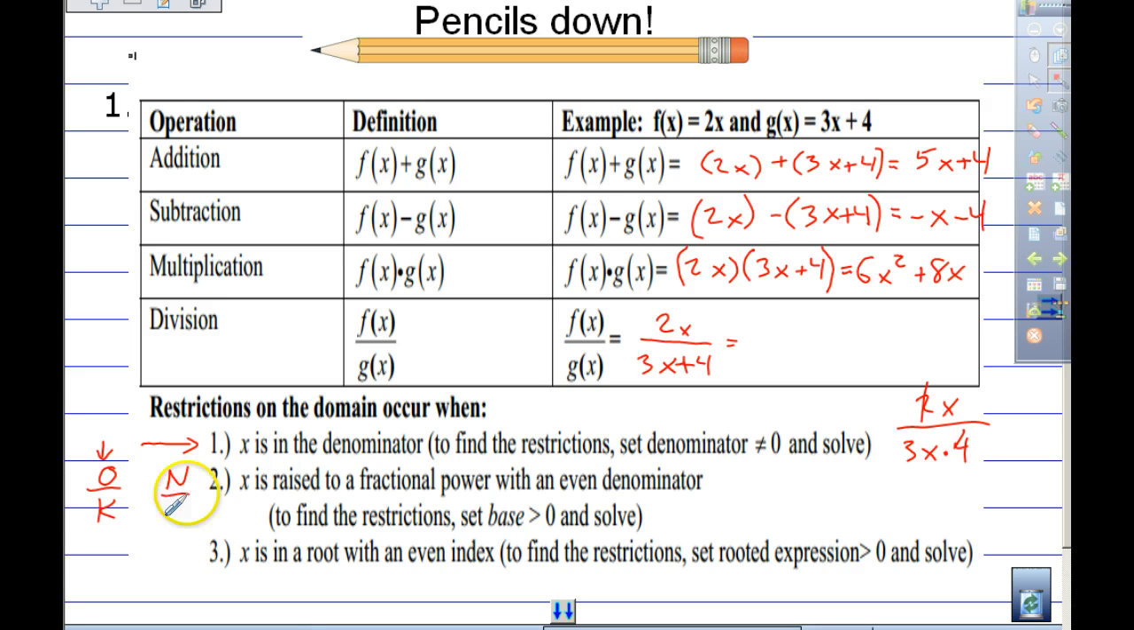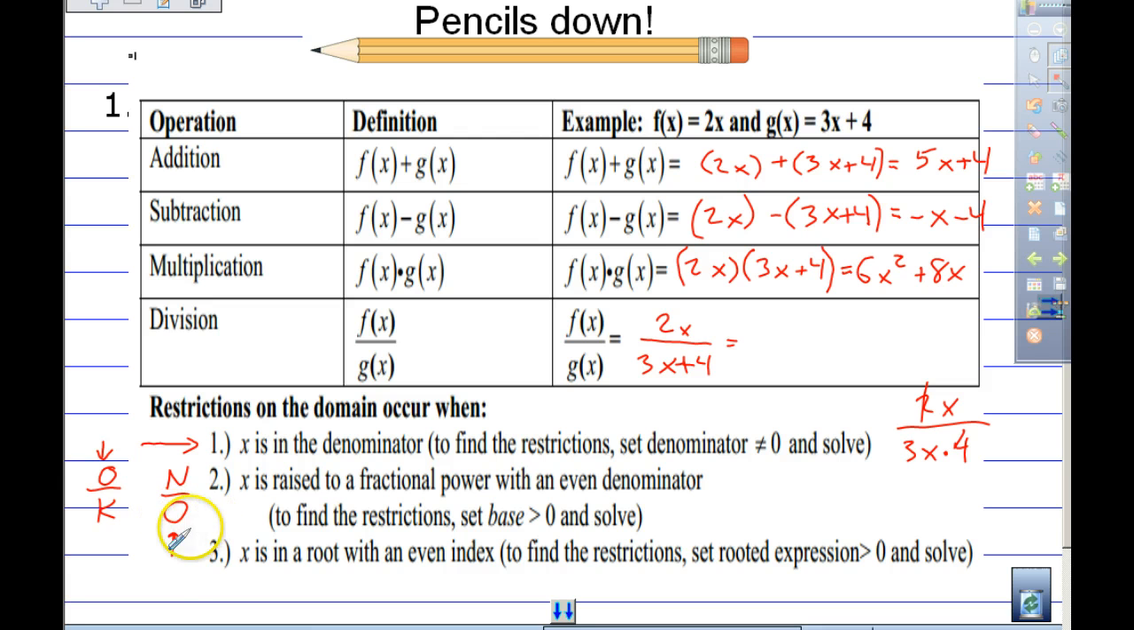But no, it's not okay if there's a 0 on the bottom. You cannot divide by 0 in any math class at all. If you put in your calculator 5 divided by 0, it says error or domain. It doesn't work. In calculus, we try to get around this. We'll see that maybe a little bit later. But for now, we're not going to mess around with it. We cannot have a 0 on the bottom.